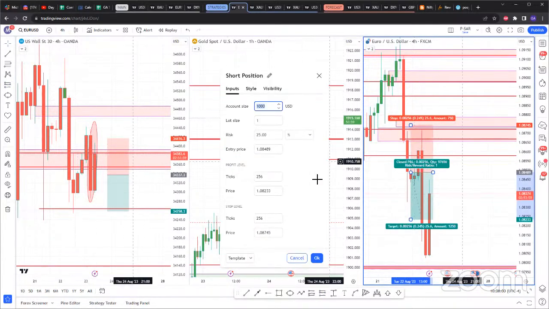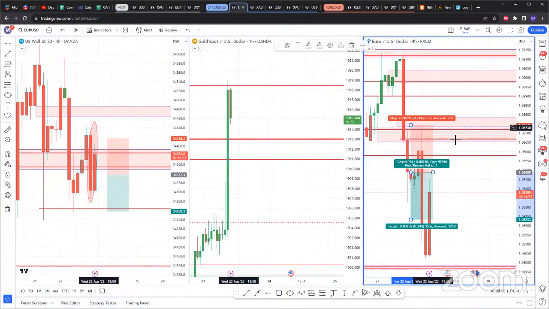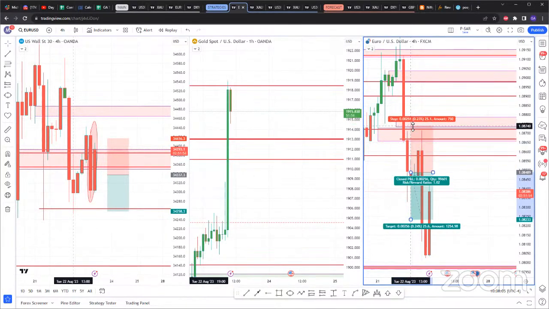So the key here is always make sure your stop loss is above the SARs you're trading. If you're trading these SARs, your stop loss is above there.